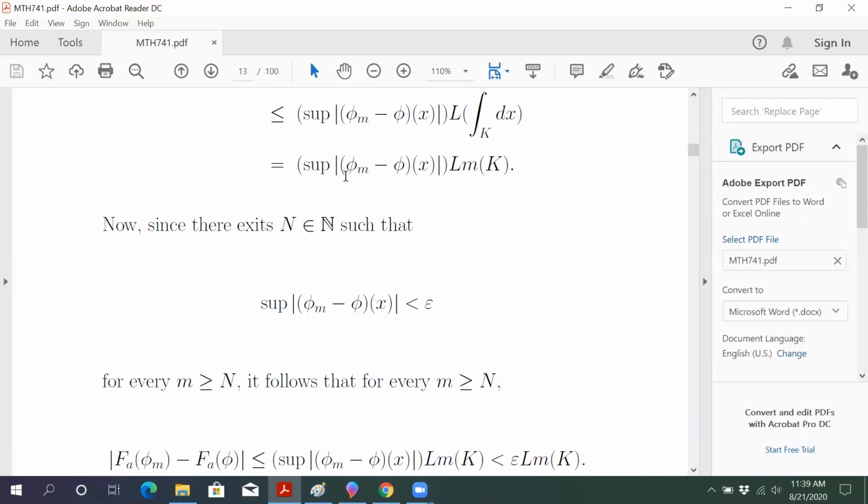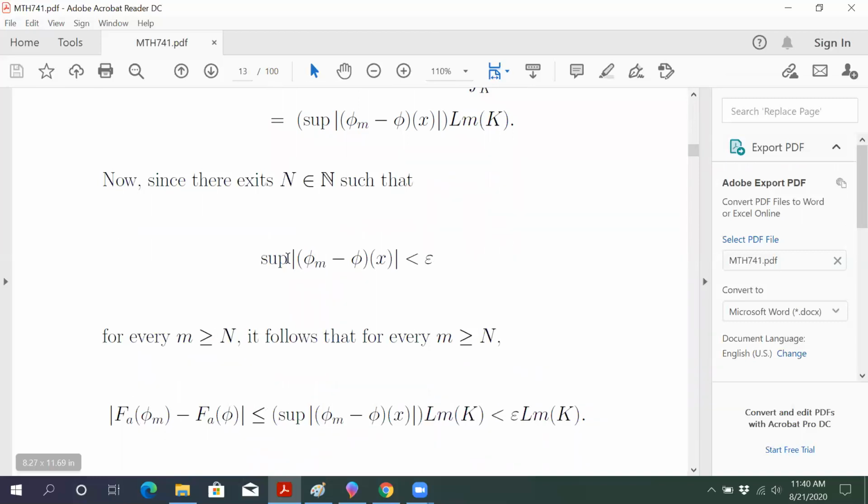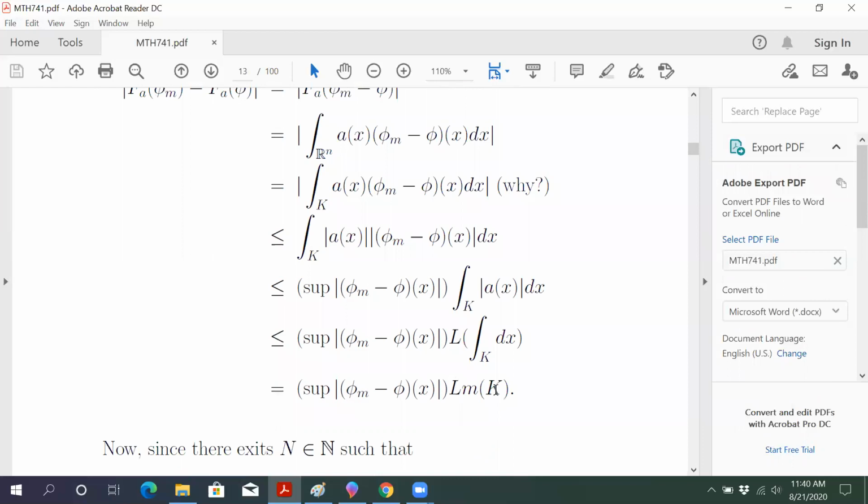Okay, now look at here. Pm converges to Phi uniformly, right? So if you take any positive number like epsilon, then there is a positive integer N such that for every m greater than N, this sup can be less than epsilon. Pm converges to Phi uniformly, correct or not? And therefore, we get this. Do you remember from this calculation we get that the absolute value of FA Pm minus FA Phi is less than this sup L times C? Okay, now look at here.